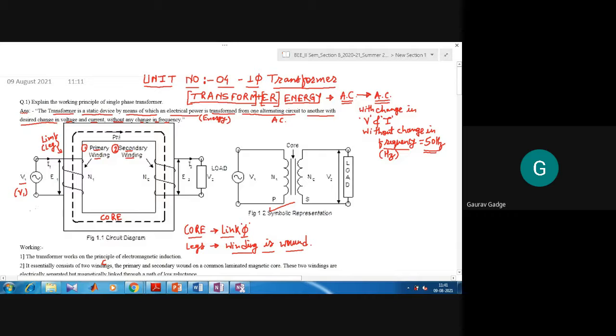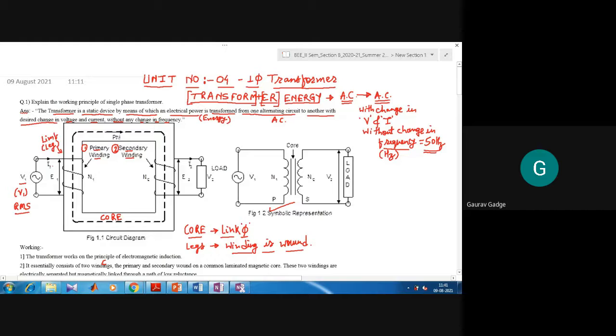Please remember this, the parameters voltage, current, EMF, all are RMS, root mean square parameters. We have already seen in Friday's lecture what is RMS, root mean square. Okay. So V1 is the supply voltage given to primary winding.